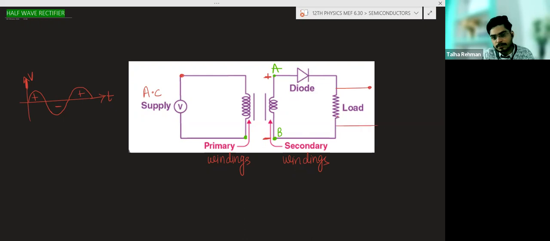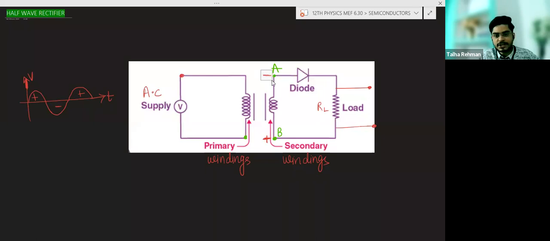We will get the output here. This is RL, which means load resistance. We will get the output through this. For the negative half cycle, what will happen? In the negative half cycle, this end will become negative and this end will become positive. Now you can see negative is connected to the P type and positive is connected to the N type. So the diode will be reverse biased. No current will flow through the load, and we will get no output.